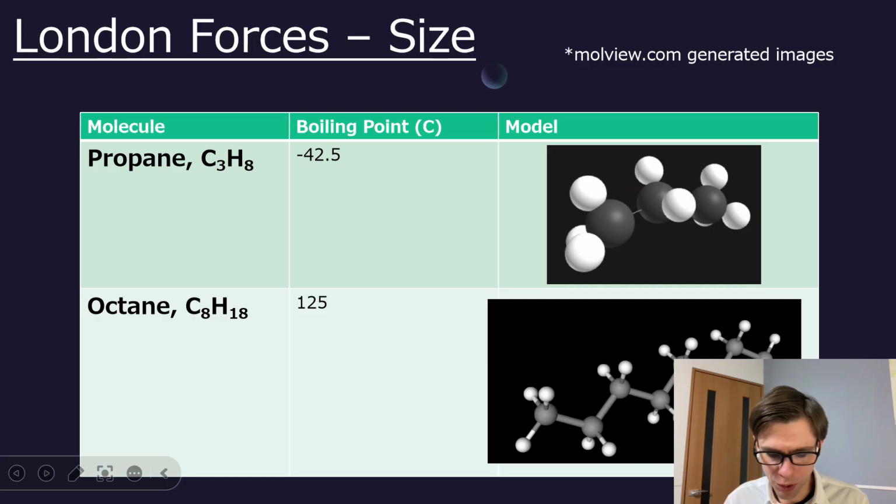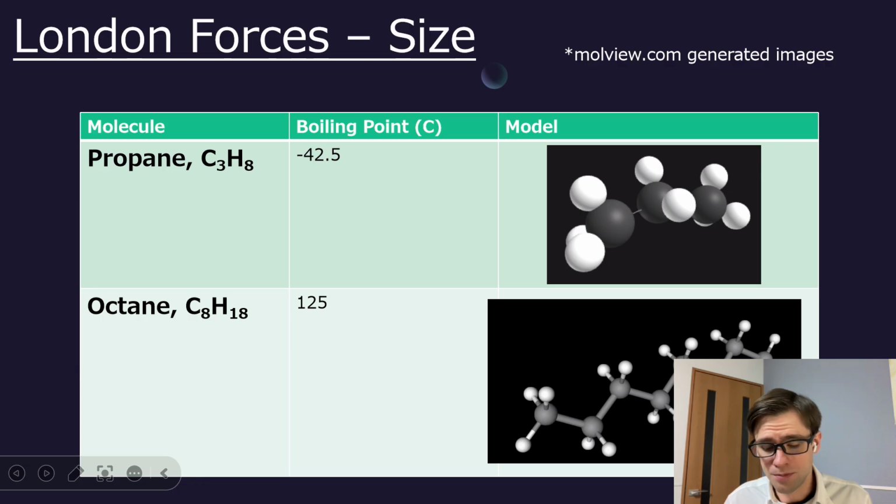So some examples: propane, C3H8. It's a chain of carbons bonded with hydrogens. Its boiling point is minus 42.5, pretty low. It's a small molecular weight nonpolar molecule. But when we get up to octane, we've added 5 more carbons along this chain. Just from that, the boiling point goes up more than double to 125, almost triple, I guess. Pretty much is triple.